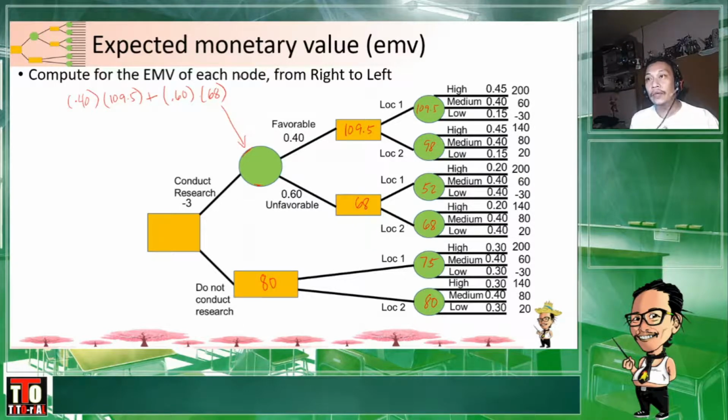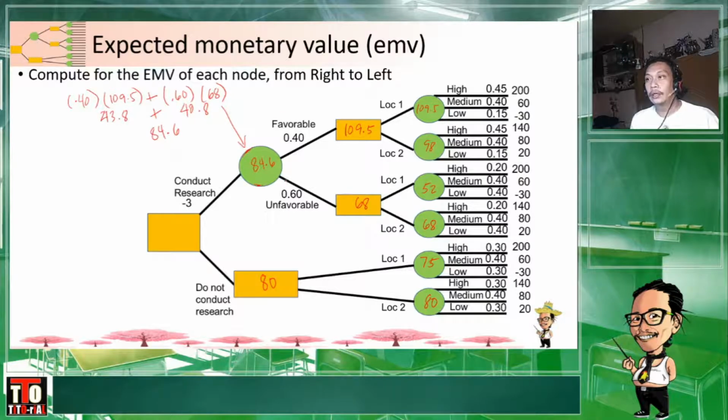So, ano ba ang EMV ng state of the nature node natin dito? So, again, 0.40 times 109.5 is 43.8. And then 0.60 times 68 is 40.8. So, 43.8 plus 40.8 is 84.6. So, lalagay na natin dito is 84.6. Okay? So, siya yung EMV natin when we conduct research.